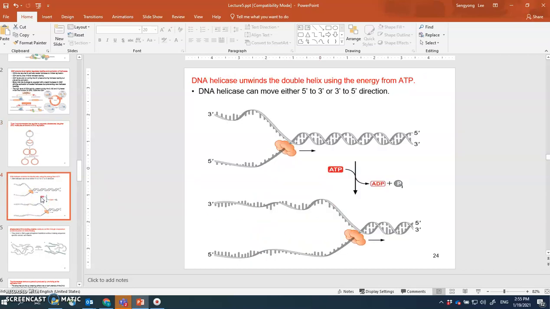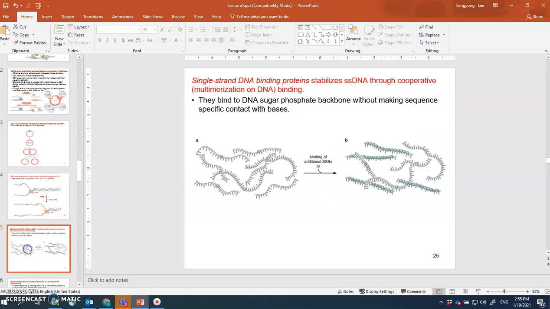And DNA helicase unwinds the double helix using ATP, the energy from ATP. DNA helicase can move either from the 5' end to the 3' end, or from the 3' end to the 5' end. You can go down either way. Since it's going this way on both strands, that's what it means. Splitting, breaking up hydrogen bonds requires energy from ATP hydrolysis.